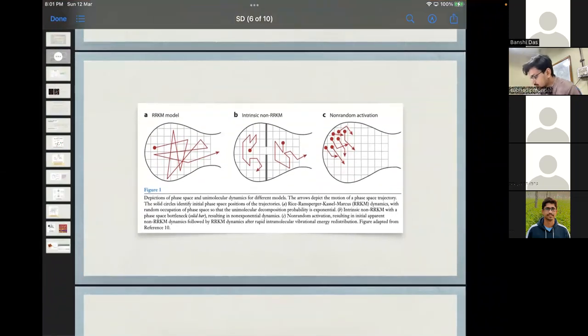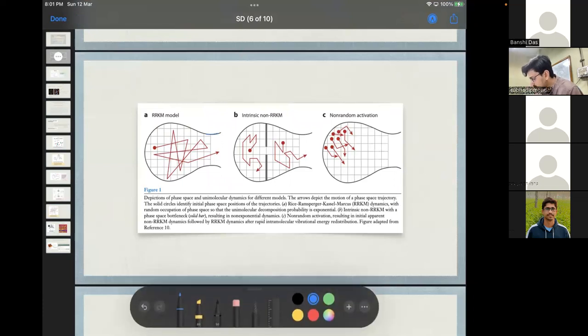Basically, just to show this, let's say this is the phase space. Let's say this is an isomerization reaction, meaning one well to another well. Let's say a double well potential. It is going from one well to another well. You can assume it is an isomerization reaction. So this is the phase space.